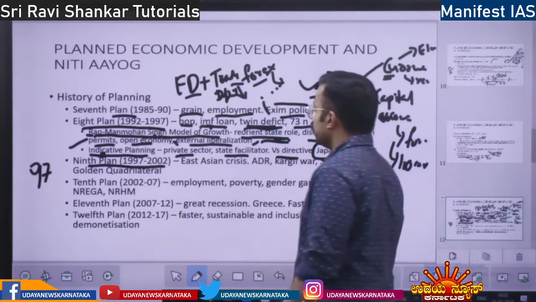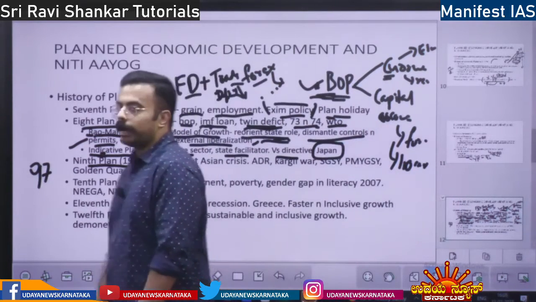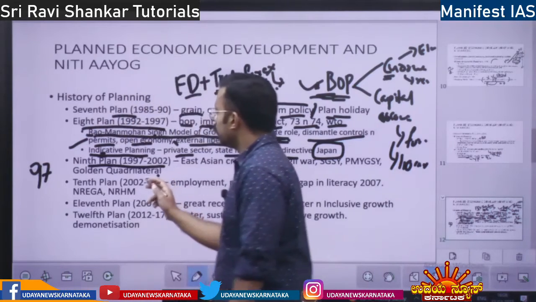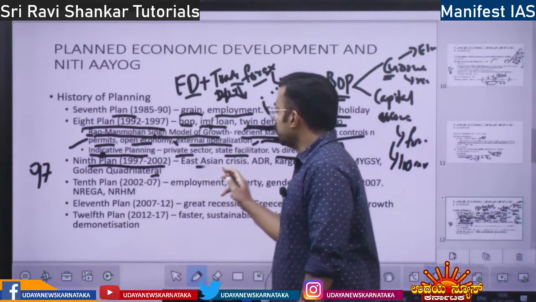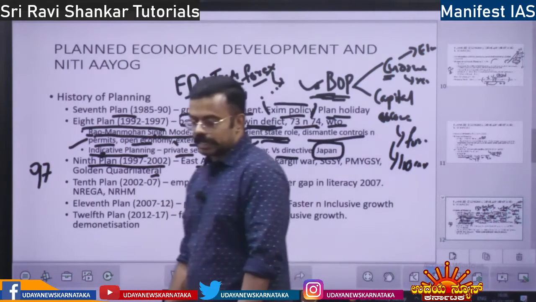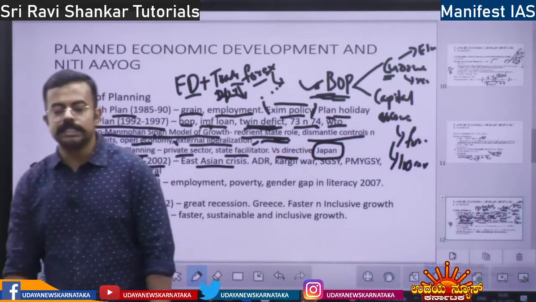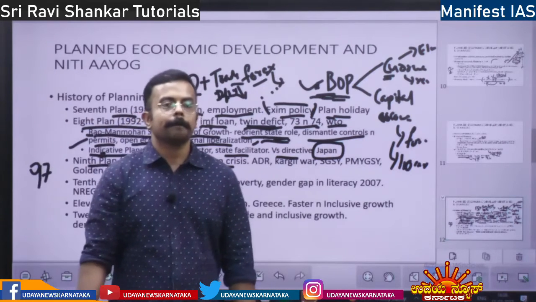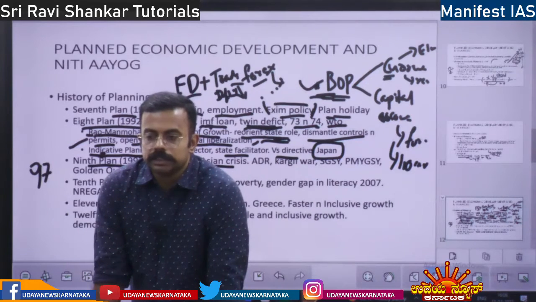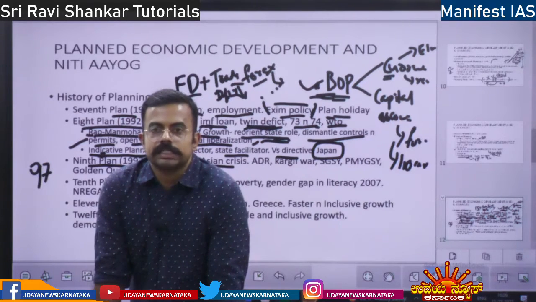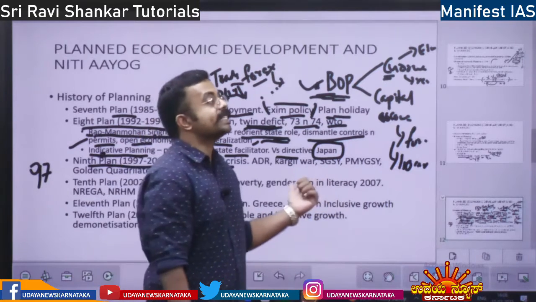What is this ninth plan? During Atal Bihari Vajpayee's tenure, right? During the ninth plan, there will be the East Asian crisis, the tiger economy crisis. East Asian tiger economies, that is your Singapore, Indonesia, Malaysia, Vietnam, Cambodia, Laos, right? All these countries, there will be a crisis.